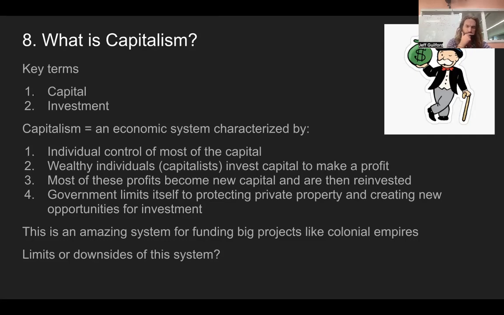Three, in a capitalist society, profits generated from investments become new capital and are then reinvested. This allows for exponential economic growth. Four, in a capitalist society, governments play a limited role. The main thing that governments focus on doing is protecting private property from theft or damage, and then seeking to create new opportunities for investment. So opening up new lands for farming, taking over new territories for companies to colonize, stuff like that.